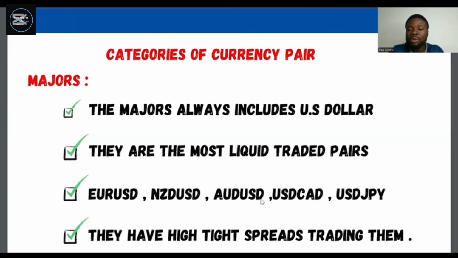You buy one, you sell one. So maybe you buy the United States dollar, you sell euro. So this is how currency trading works. Okay, in the Forex market, this is how currency trading works.